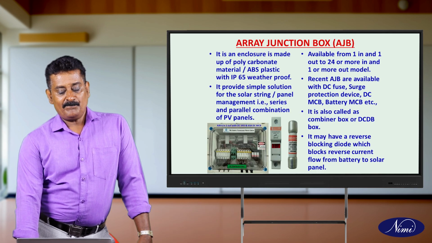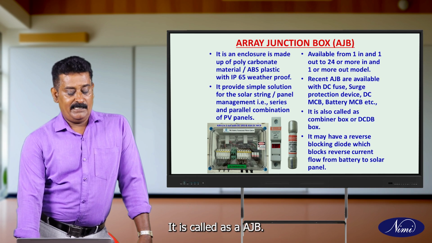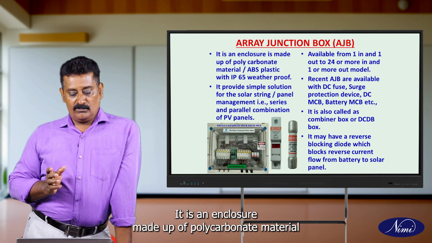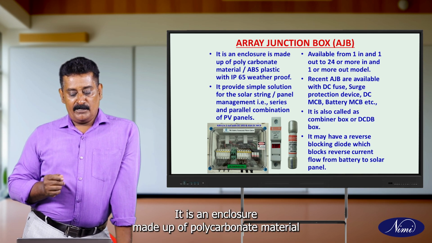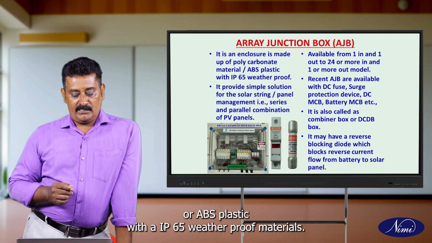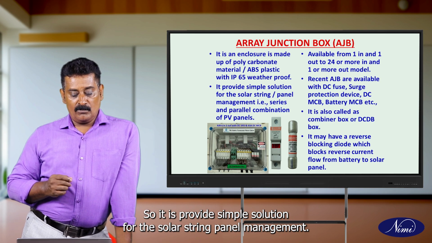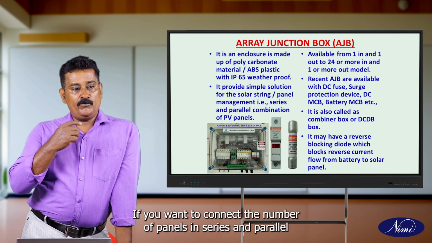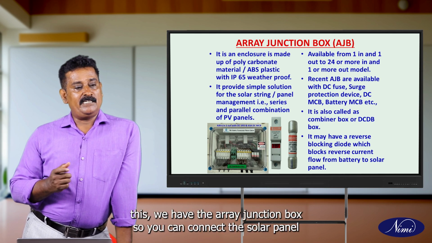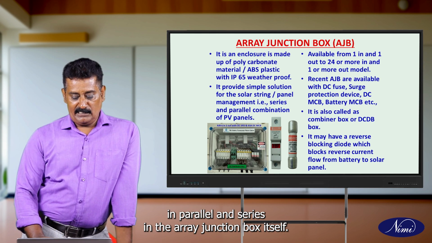Next we are going to see array junction box. Simply it is called as AJB. What is array junction box? It is an enclosure made up of polycarbonate material or ABS plastic with IP65 weatherproof materials. So, it provides a simple solution for the solar string panel management. If you want to connect a number of panels in series and parallel, if you have the array junction box, you can connect the solar panels in parallel or series in the array junction box itself.